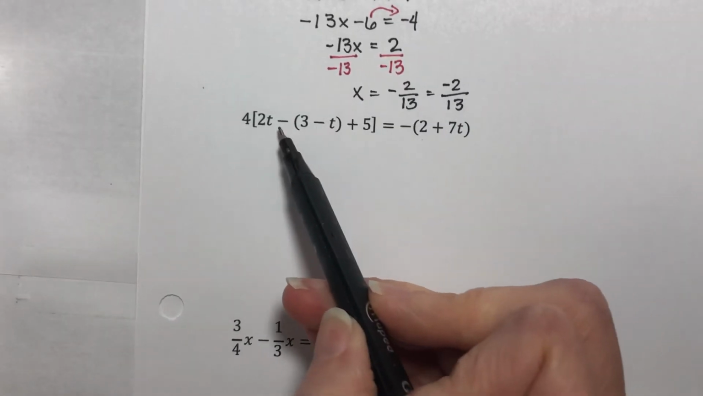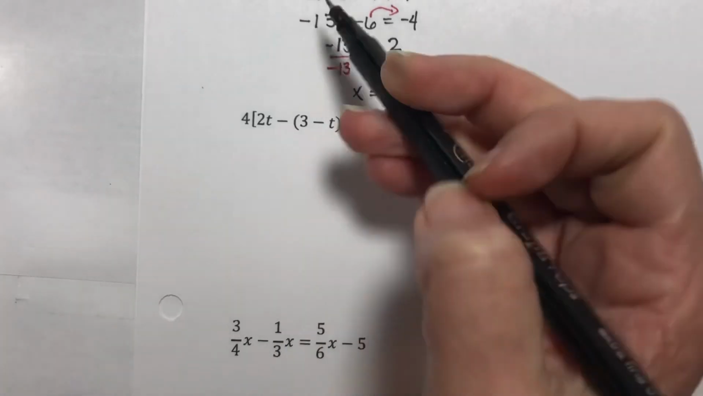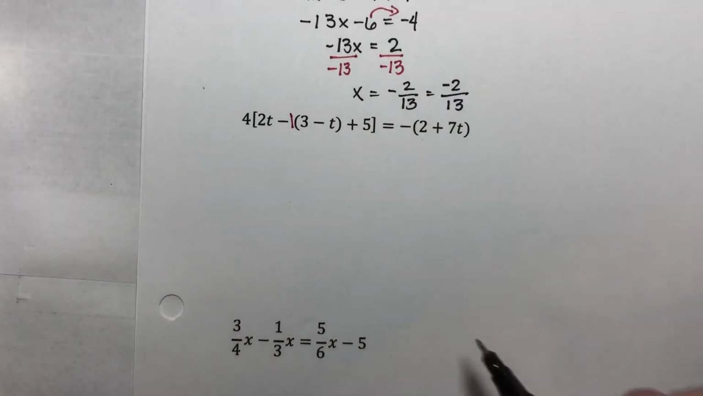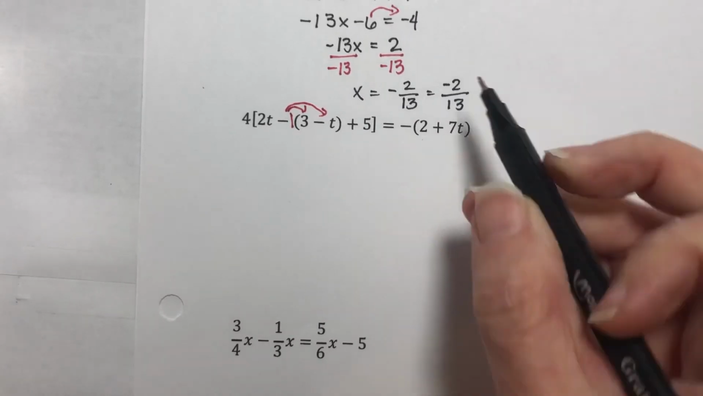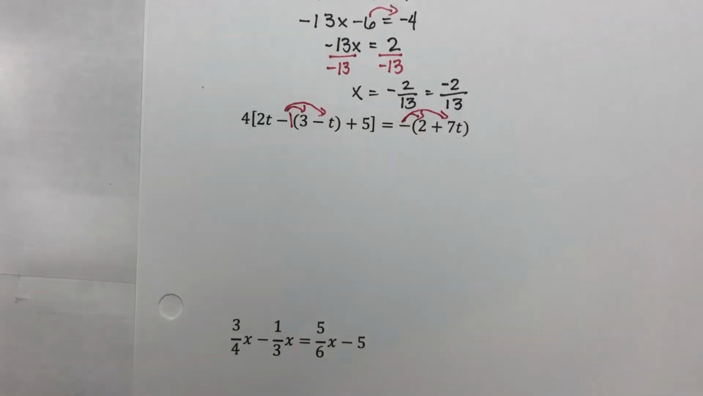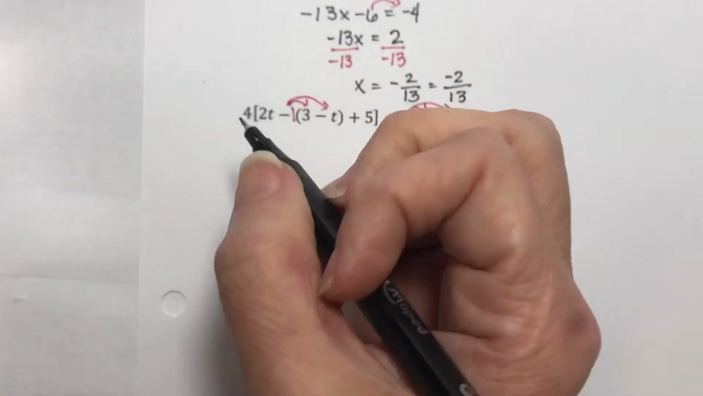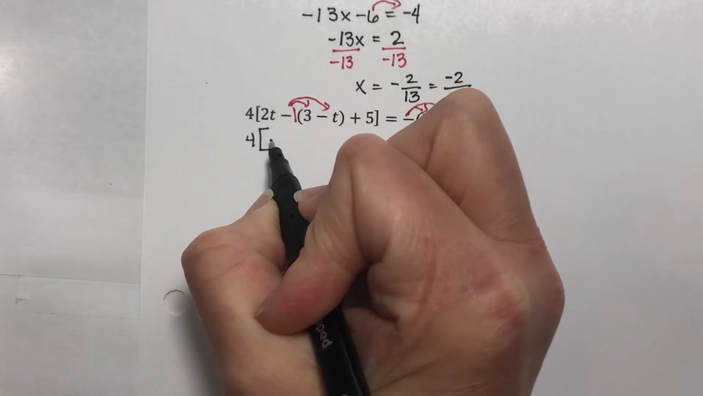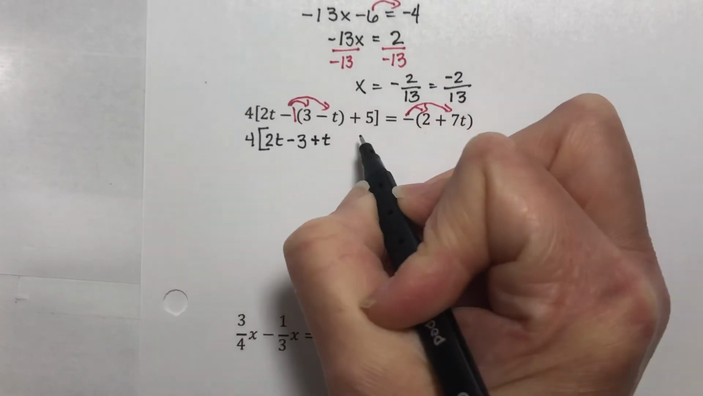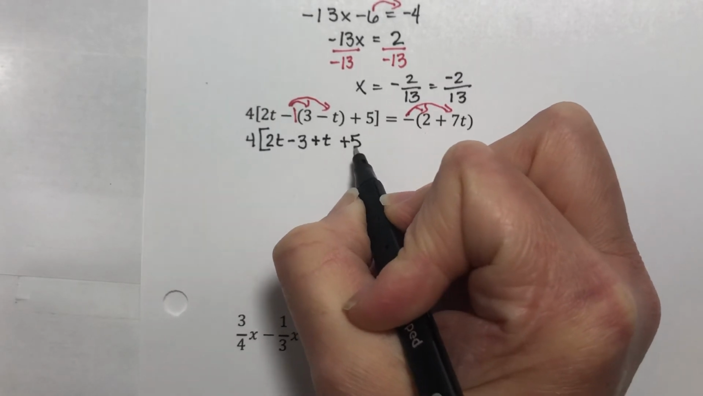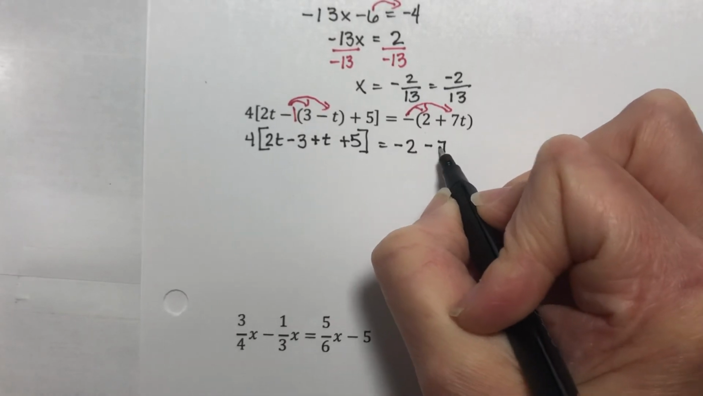What I'm going to do right here is concentrate on this one. I'll simplify inside the brackets, and then I'll take care of that distribution. Right here, this is a negative 1 that needs to be distributed. We often say we are distributing the negative. I don't always write the 1 in. We have the same thing happening over here. More often in this class, I'll just do this. You need to remember that you're distributing a negative 1 through here. All that does is change the sign of everything inside the parentheses. So what I have right here is 4 times 2t minus 3. Negative 1 times negative 1 is positive 1, so plus t. And then this is outside the parentheses, so it's still plus 5, is equal to negative 2 minus 7t.